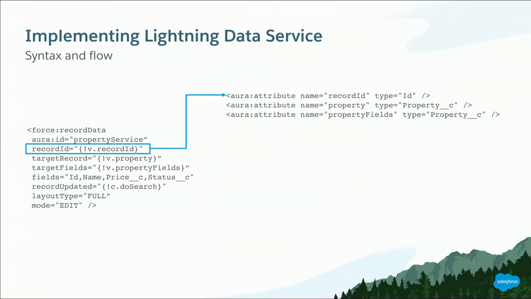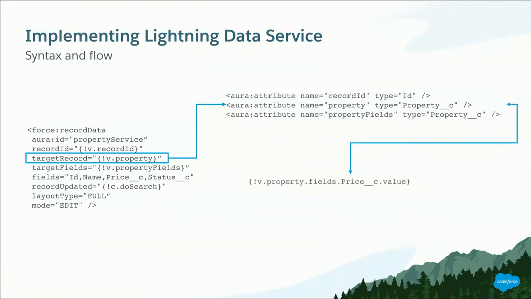I'm going to show you some advanced uses of this in just a minute, but suffice it to say that when a record ID is assigned, so that we know here's the record we're asking about, then force record data tells Lightning Data Service, hey, I need the information, I need the fields, I need the data for this record. It goes off, gets that information, and brings it back. It puts it into the attribute defined as the target record. In this case, it puts it all into an attribute called property. So all the information you need to know about this record is right there in that attribute.